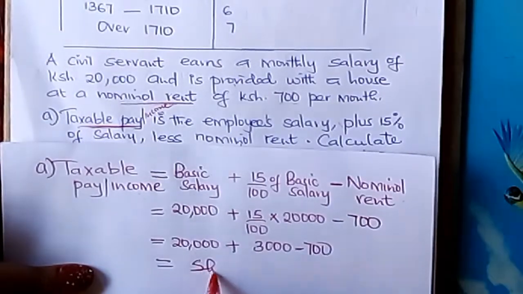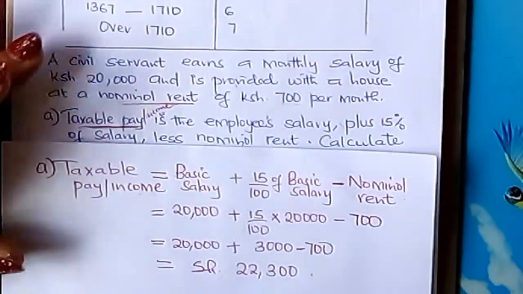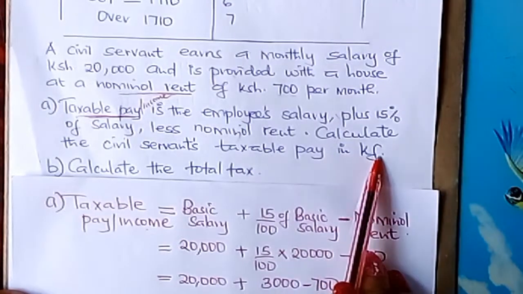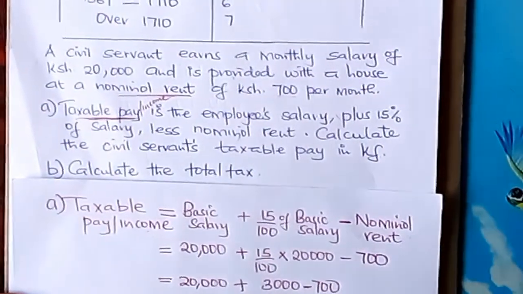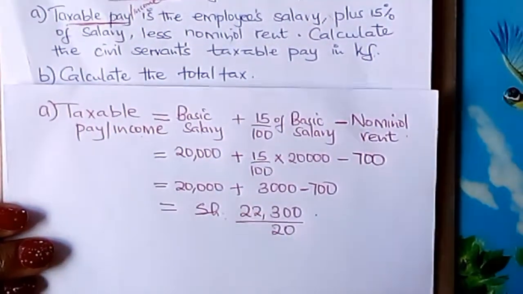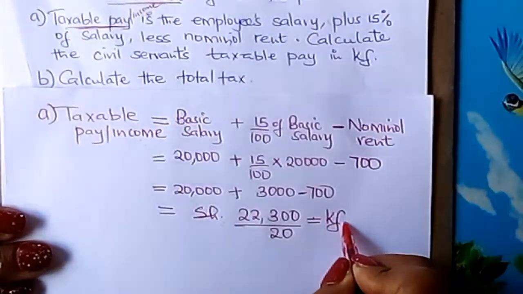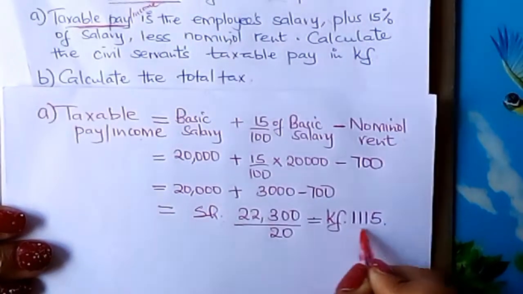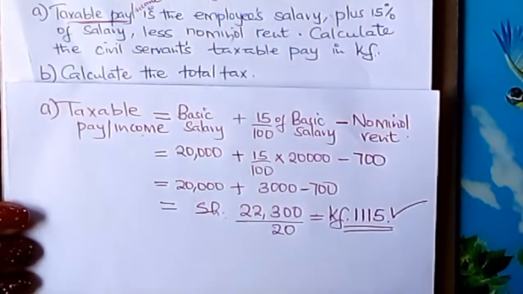It gives you shillings 22,300. But you are told that this taxable pay or income should be left in Kenya pounds. To convert these shillings into Kenya pounds, learner, you divide by what? You divide by 20. And therefore, if you work out these, learner, you should get Kenya pounds 1,115.